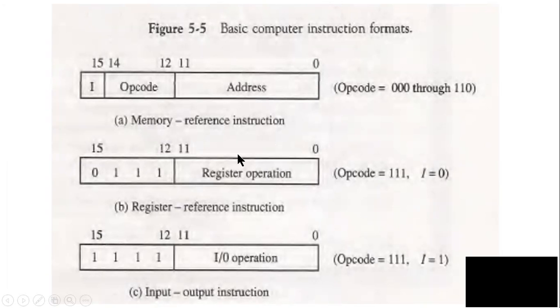So opcode and address. Whenever I say address, it refers to memory. Whenever I say register, it is a register instruction. IO means IO input output instruction. There are three types of instructions that can be used to do some task.